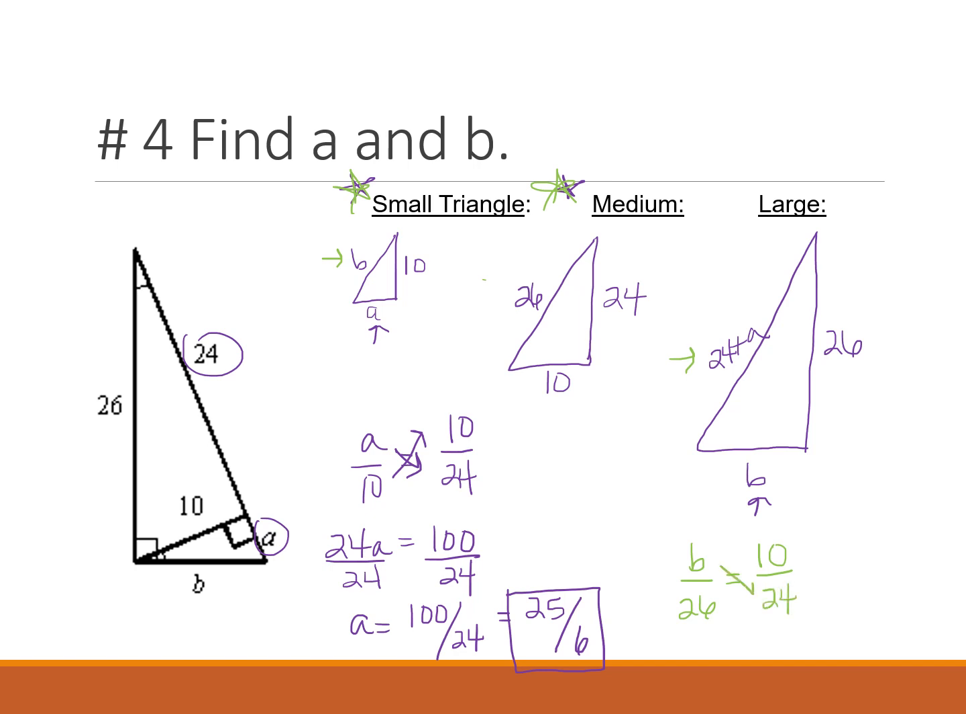So when I cross multiply, I get 24b equals 260. Again, divide both sides by 24. To save some time, it doesn't divide out nicely, but if we simplify it, we could take out a 4 again in both. We'd get b equals 65 over 6.